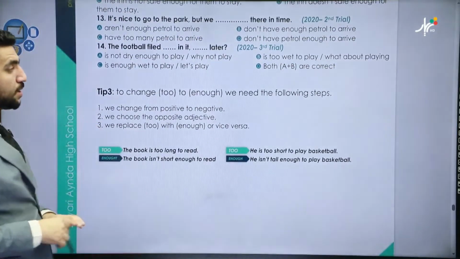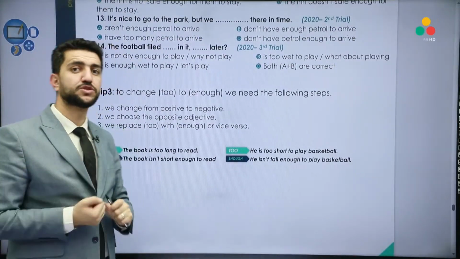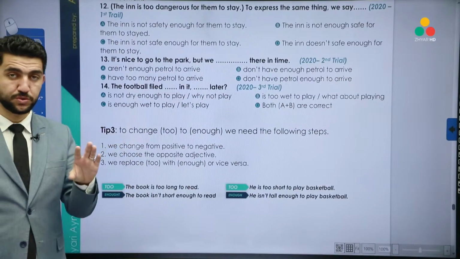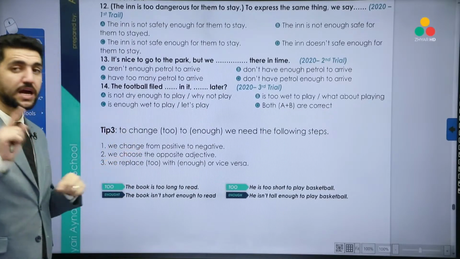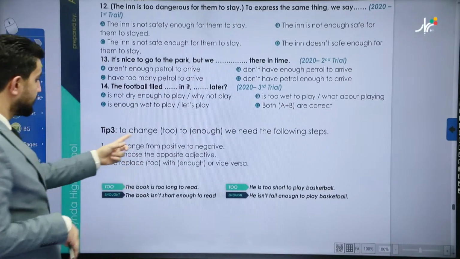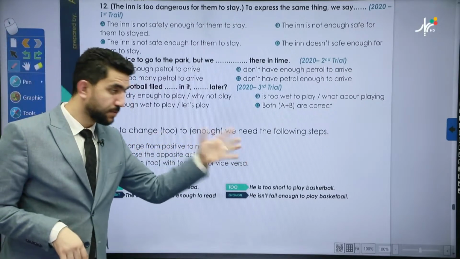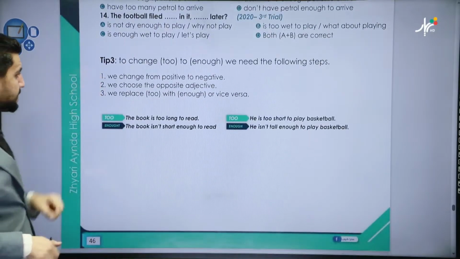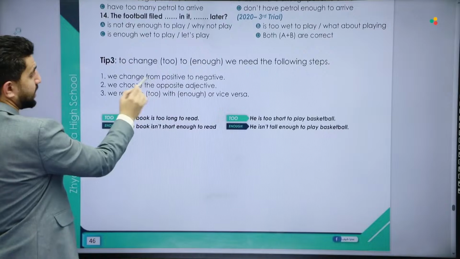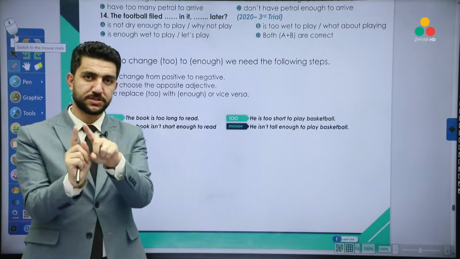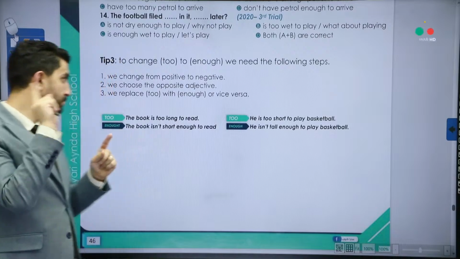All right. We have another section when it comes to "enough" and "too", and that is how to change and replace "enough" to "too" or "too" to "enough". It's very easy. To change "too" to "enough", we need the following steps. The first step: we change from positive to negative. So if it's "too", which is positive, you change it to negative. This is the first step, don't forget it.